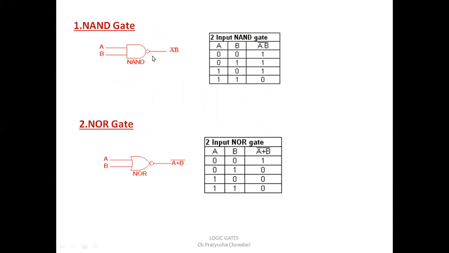NAND and NOR gates. NAND gate. It is the logic symbol of NAND gate and the expression is A dot B complement. NOR gate. This is the logic symbol for NOR gate and the expression is A plus B complement. These are the truth tables and they are the complements of AND gate and OR gate respectively. NAND and NOR are called universal gates because we are able to realize any kind of logic circuit using NAND and NOR gates.